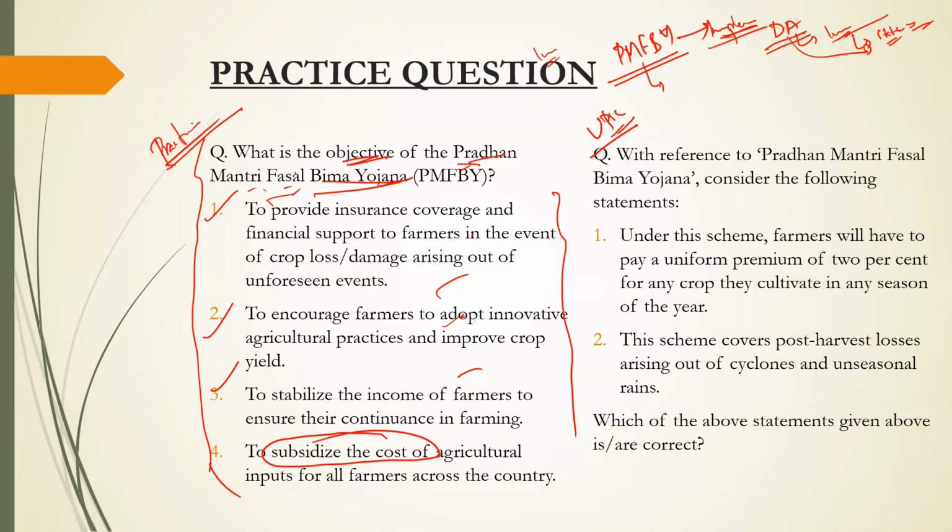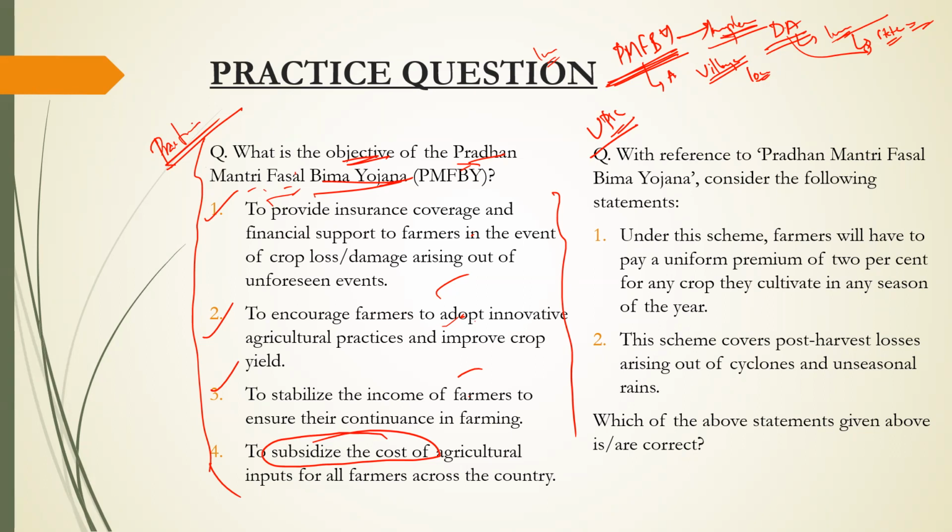What other points do you remember? What risks are covered? Yes, the area approach basis is there. The unit of insurance is basically the village level, for those crops for which the historical data is clearly notified. Yes, localized calamities are also covered, subject to the assessment done by the local level authorities.